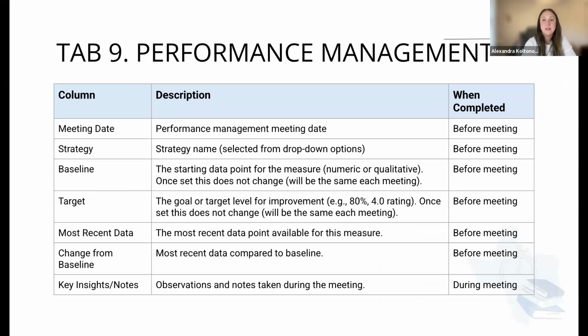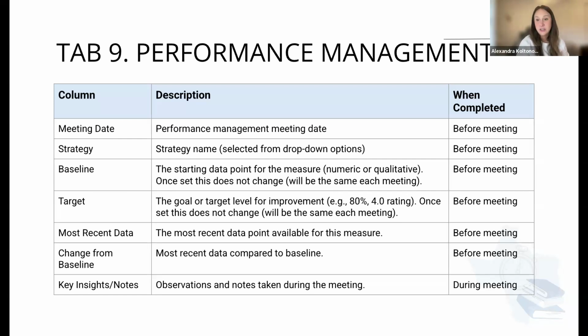And then when these pieces need to be updated. So this is going over each column that is presented in the tab 9 performance management. The first one is the meeting date. So this is when you'll have a performance management meeting. So before each meeting, the performance management lead will go in and update this. So just specifically adding what date the meeting is held. Again, this is completed before the meeting.